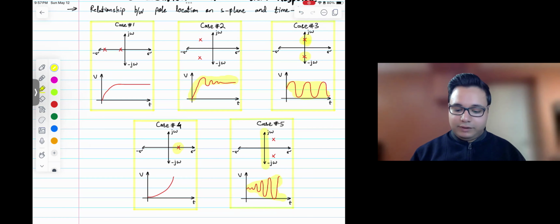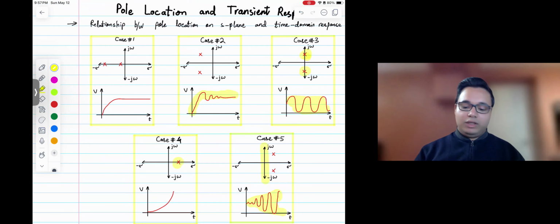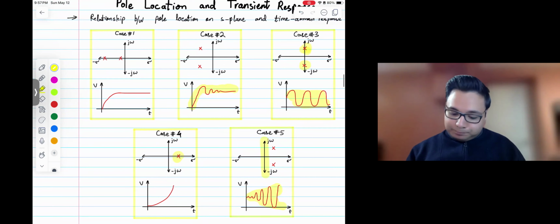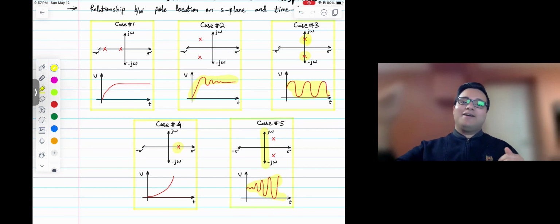Case number 2 is something that we deal with and try to limit the ringing. Case number 1 is, I wouldn't say ideal, but usually much better than case number 2. Anyway, I guess I shouldn't say that we totally do not want case number 3, 4, and 5. As an example, let's say you're designing an oscillator. So you want your output to oscillate, right?